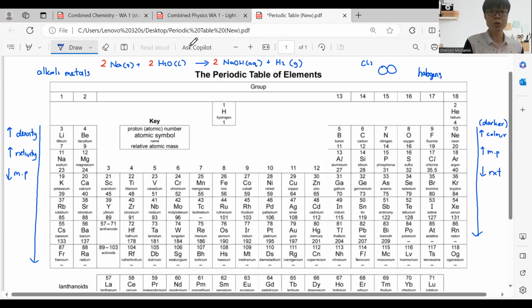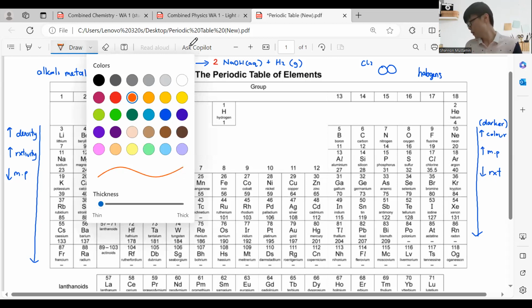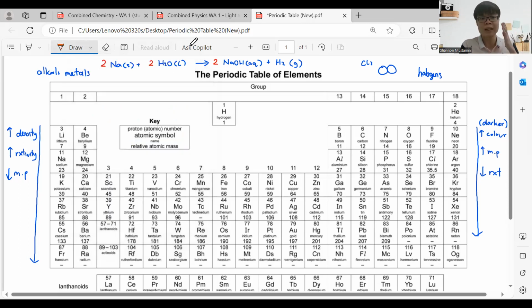Another way is, some students will easily recognize that the reactivity trend and the melting point trend are opposite of each other. Meaning what? You just need to remember one side. The other side you just flip. One less thing to memorize.